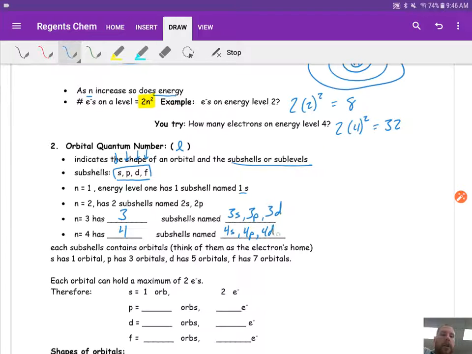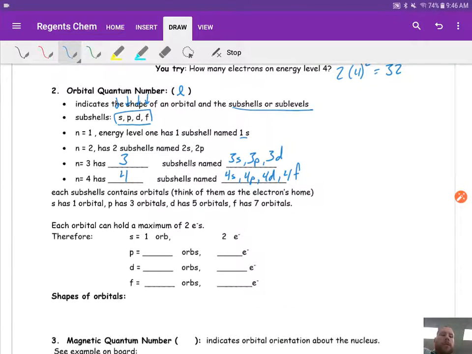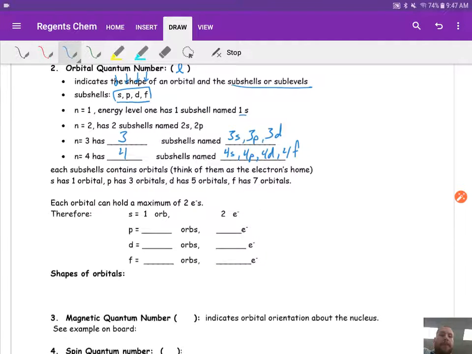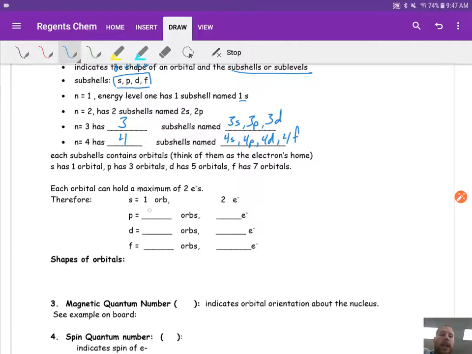There's a pattern with this as well. S has 1 orbital, and each orbital can hold 2 electrons. Again, think back to the bunk analogy. These are the rooms, and the bunks can each hold 2 people. Those are the 2 electrons. The P is going to be the room. There were 3 bunks, so 3 orbitals. 3 times 2 would be a total of 6 electrons. Continuing along, D has 5 orbitals, can hold 10 electrons. What do you think F is going to be? 1, 3, 5, 7, it can hold 14 electrons.